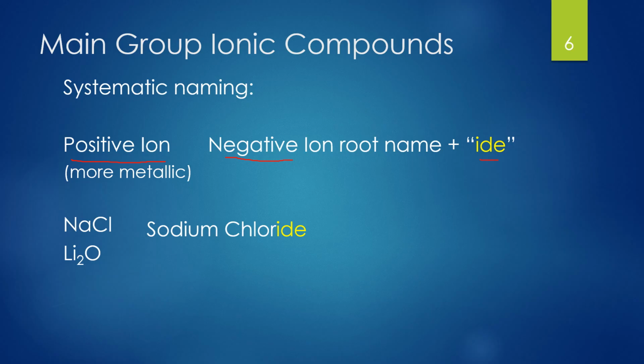Now for this next one, Li2O. Now notice there are 2 lithium atoms. That doesn't matter when we're naming how many atoms there are. We still name it the same. So Li is lithium, and then O is oxygen. So oxygen needs to have an IDE ending. So oxygen actually changes to oxide. A lot of people want to write oxygenide. That's not correct. So it's just oxide.